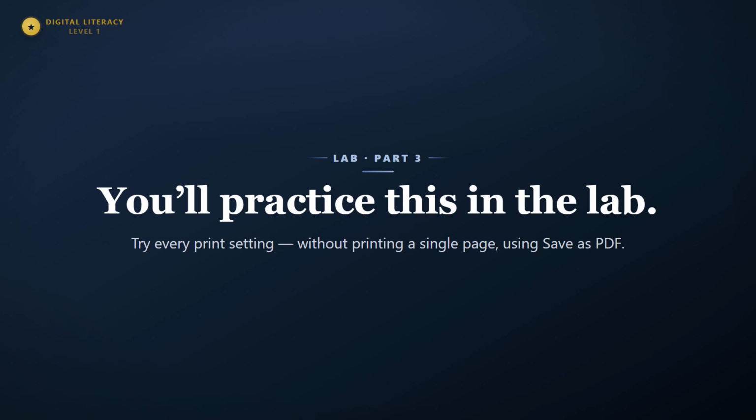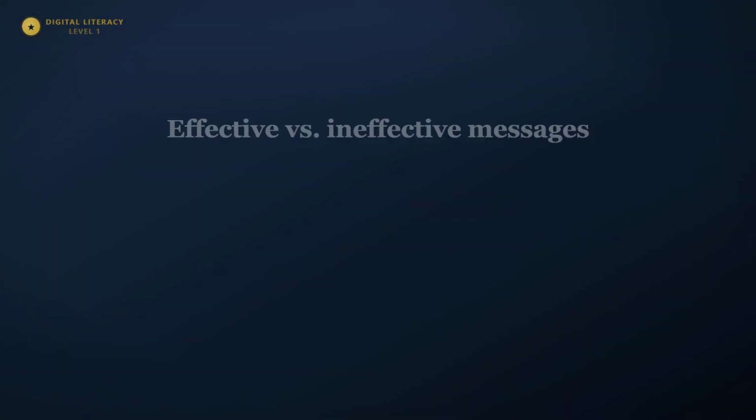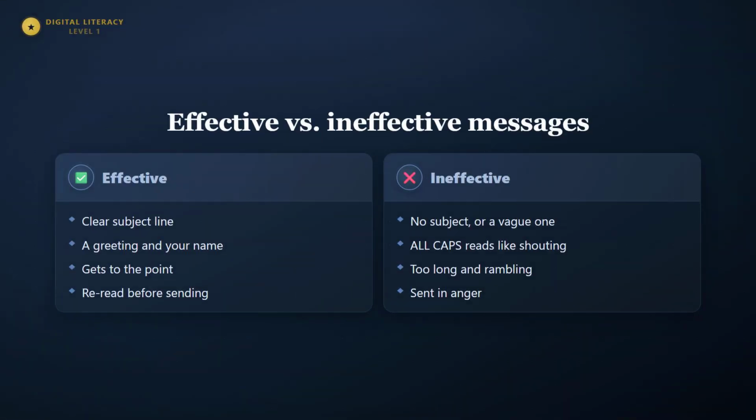Now let's talk about communicating with others. Chapter 3, Communicating and Working Together Online, Kindly and Clearly. A few small habits make all the difference. Whether it's an email or a post, a good message has a clear subject line, a polite greeting, and your name, and gets to the point. A poor one has no subject, is written in all capital letters, which reads like shouting, or is sent in anger. When in doubt, wait, save it as a draft and come back later.